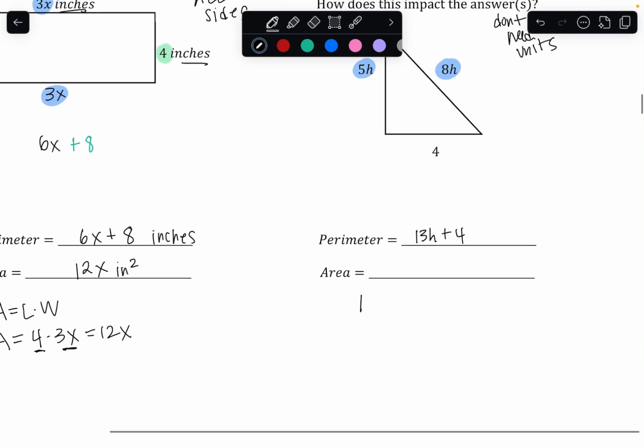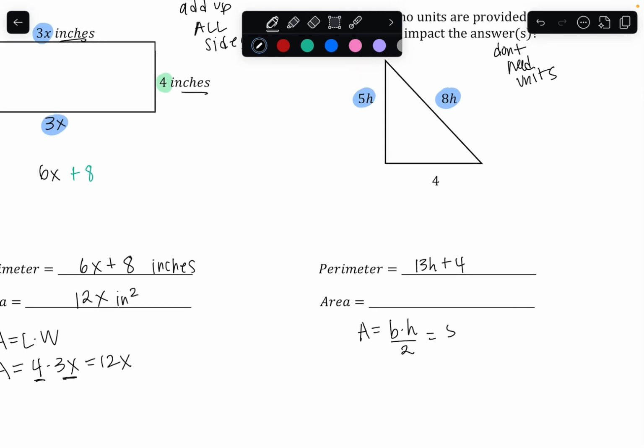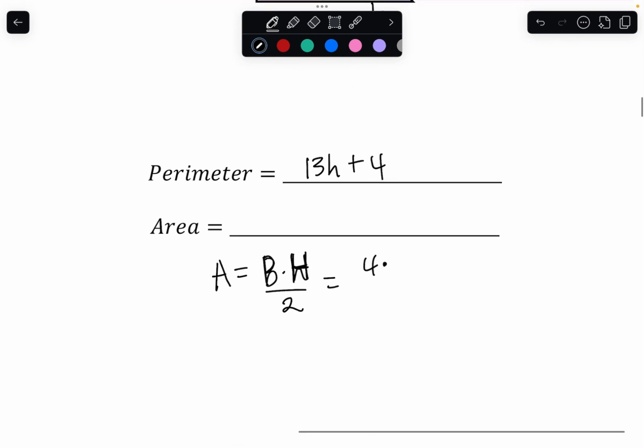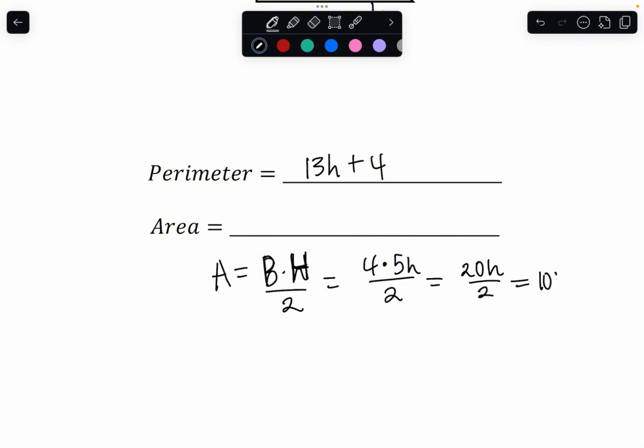And then for our area in this case, it's base times height divided by 2 since it's a triangle. Our base is 4. This is our base. This is our height. And that's confusing because we're using H as a variable. So I'll do capital base height divided by 2. So we have 4, and then our height is 5H divided by 2. Gives us 20H on top divided by 2, which would just be 10H.